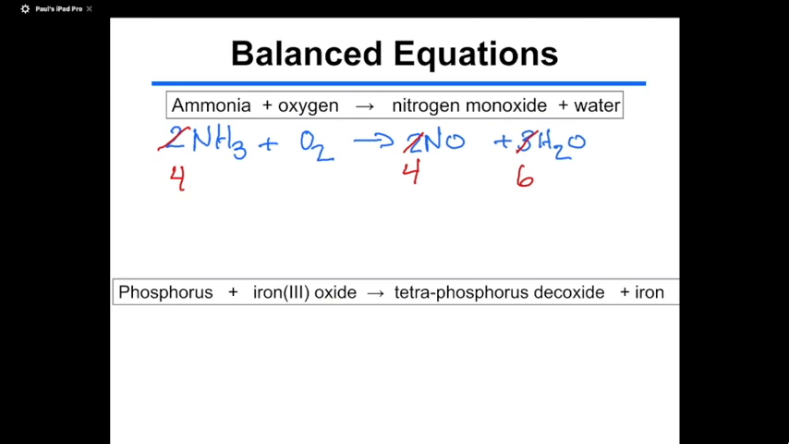All right. The last thing I have to do is oxygens, right? How many oxygens are represented right here? Right, this one. 4. Okay. How many oxygens are represented right here? 6. 6 plus 4 is 10. I have to have 10 oxygens on the other side. What do I put there? A 5. Okay.